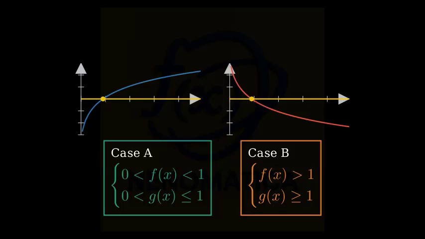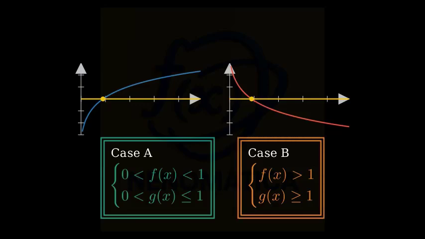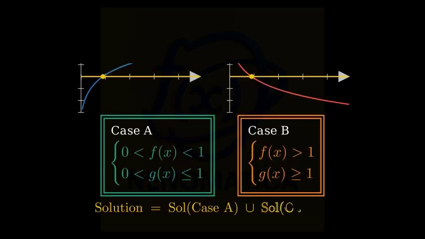Now we put everything together for our general inequality, log base f of x of g of x greater than or equal to 0. Case A, the base is between 0 and 1. Then we keep g of x positive and require g of x less than or equal to 1. Case B, the base is greater than 1. Then we simply require g of x greater than or equal to 1. The final answer set is the union of the solutions of case A and case B.